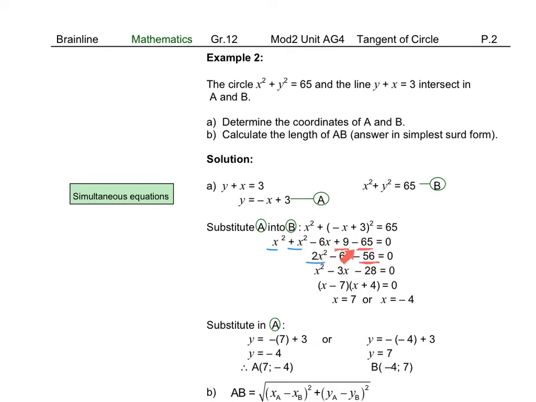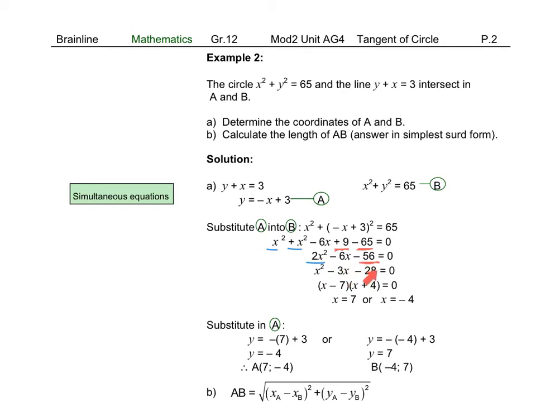Now I have a quadratic trinomial equal to 0, and therefore I can factorize. I can take out a highest common factor from each term, namely 2. Therefore, if I divide by 2 in each term, I will have 2x squared divided by 2, which is x squared. Minus 6x divided by 2 gives me minus 3x, and minus 56 divided by 2 gives me minus 28.